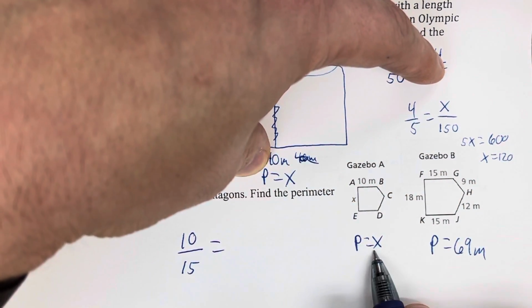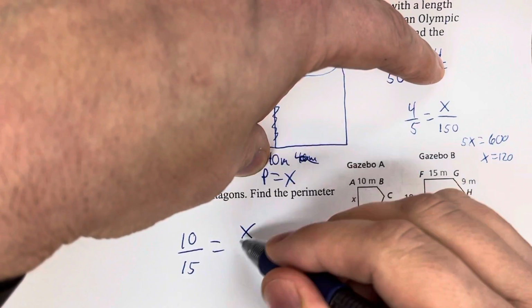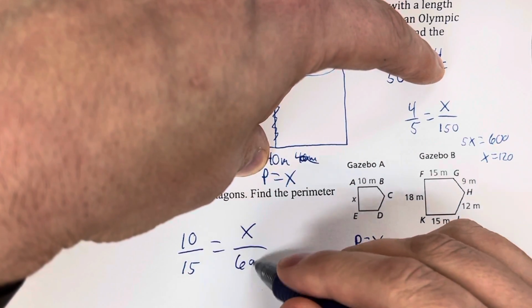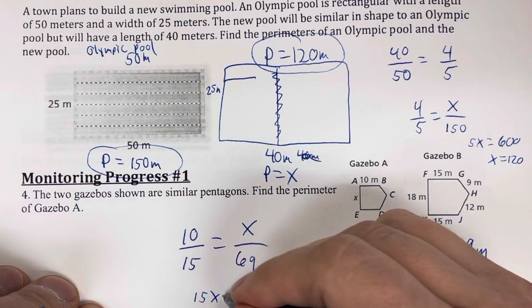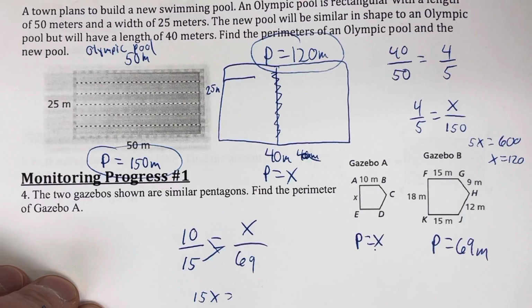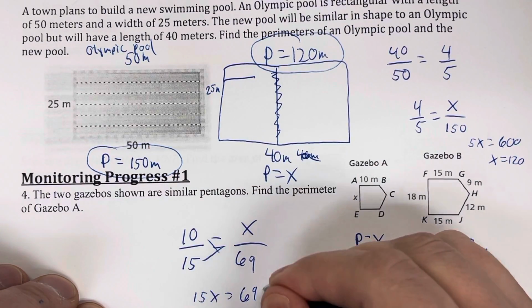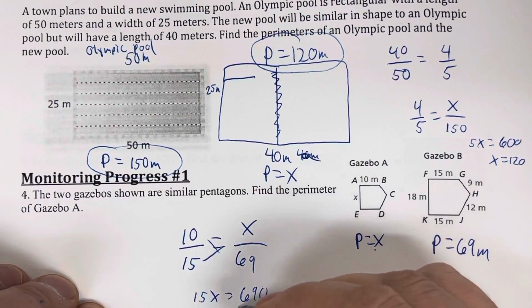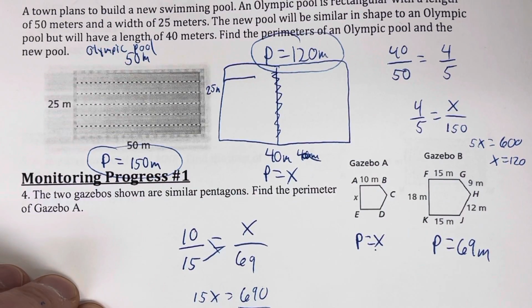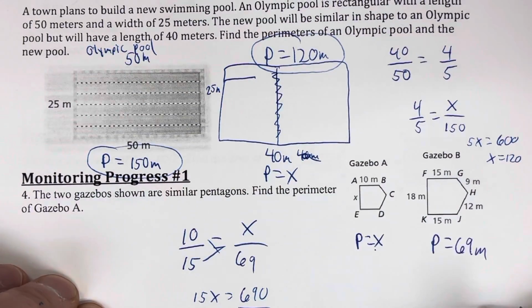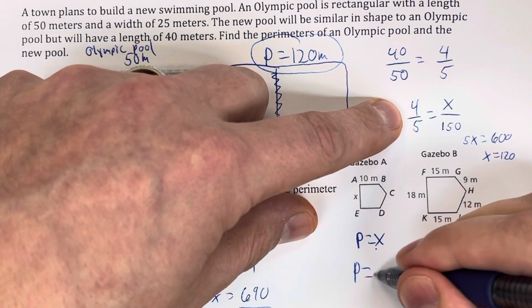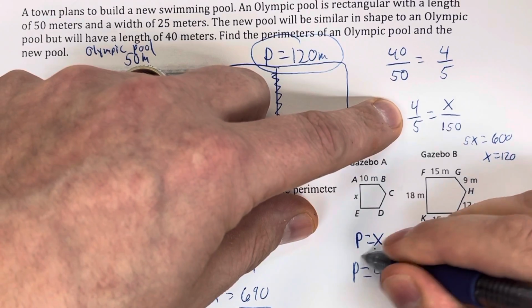Equals the perimeter of the unknown one, which is on top, x over 69. Then we will cross multiply to solve, and we get 15x equals 690. And we divide by 15. I got 46. So the perimeter of gazebo A is equal to 46 meters.